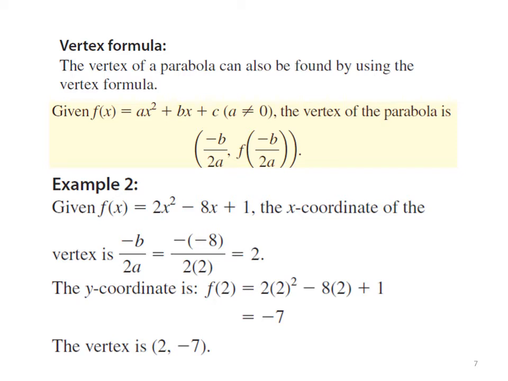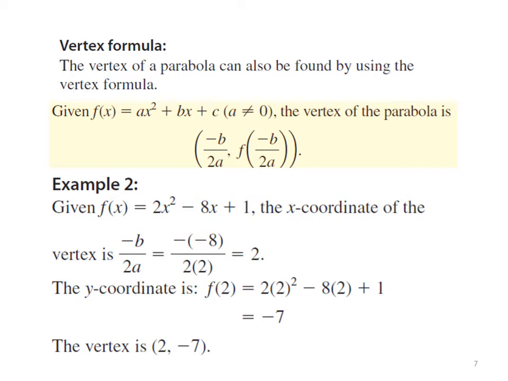This is a parabola. The x-coordinate for the vertex is -b/(2a), which is -(-8) divided by 2 times 2, which is equal to 2. This is the x-coordinate for the vertex. The y-coordinate is just f(2), which is 2 times 2² - 8 times 2 + 1, which is equal to -7. This is the vertex, (2, -7).